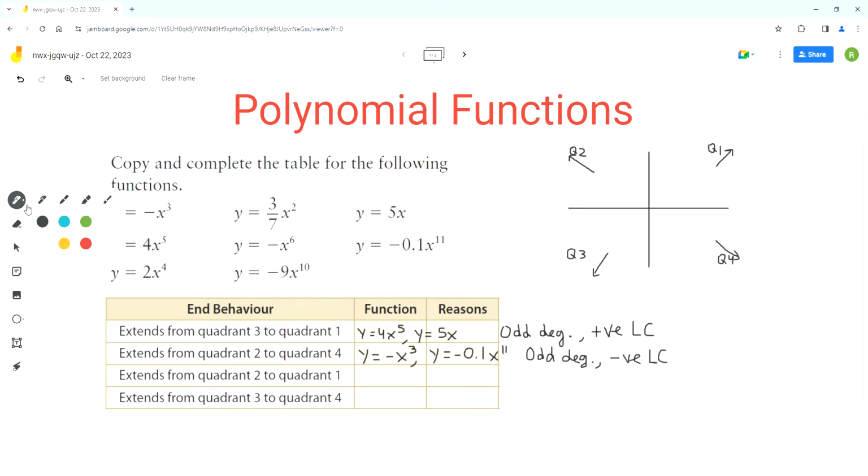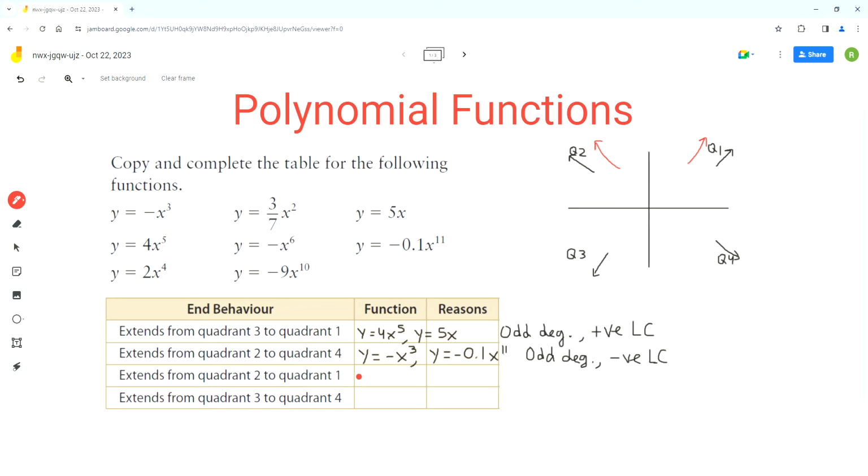For this I can use a different color. So quadrant 2 to quadrant 1. On the left side the graph is in quadrant 2, and on the right side the graph is in quadrant 1. In this case the graph comes from above the x-axis and ends above the x-axis. So this function should have an even degree and positive leading coefficient.